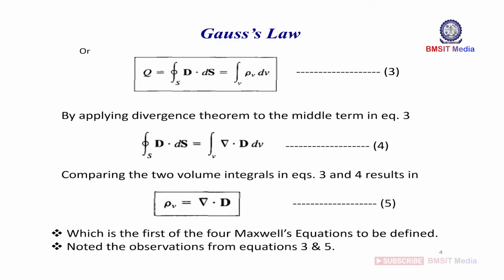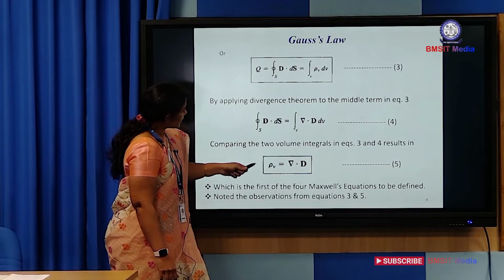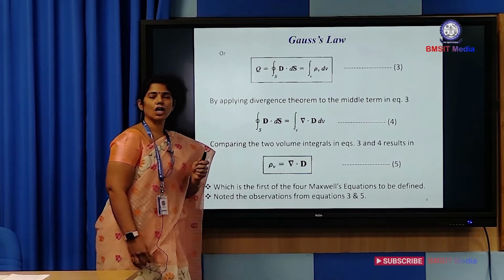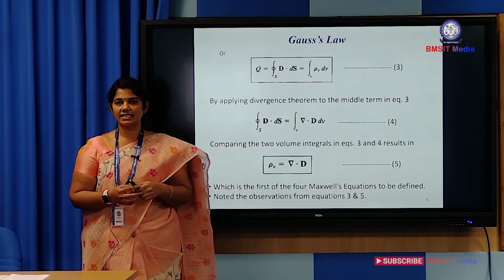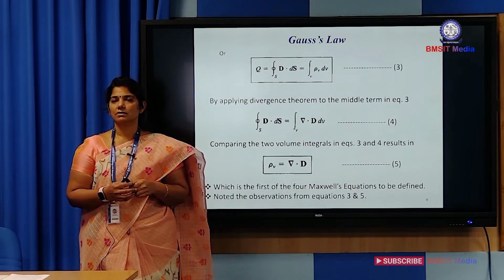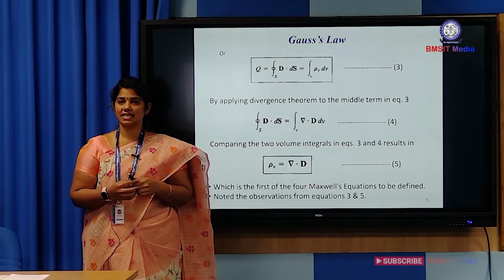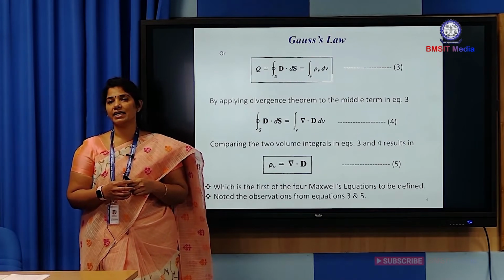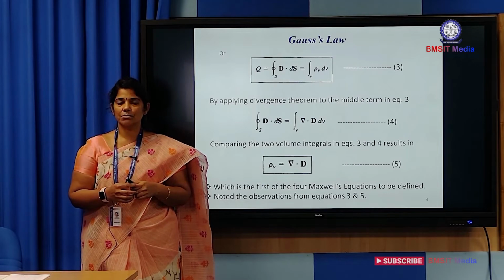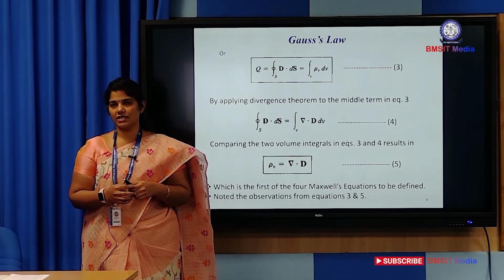The third observation you must have is that when you apply this Gauss law to determine electric field intensity E and electric flux density D, it should obey a condition, which is the symmetric condition.